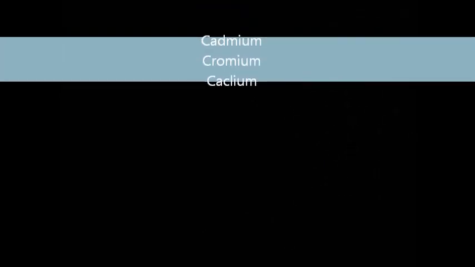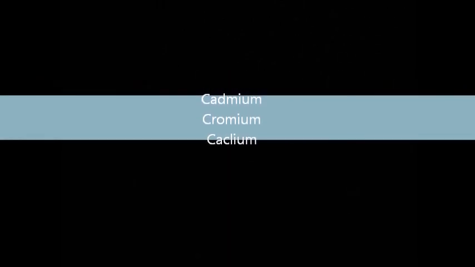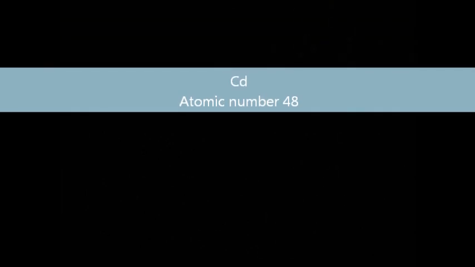The three C's on the list are cadmium, chromium, and calcium. So I'm going to try and fly through these to not waste as much time as possible. First of all, cadmium, the atomic number 48, it's very widely known in many forms of industry.